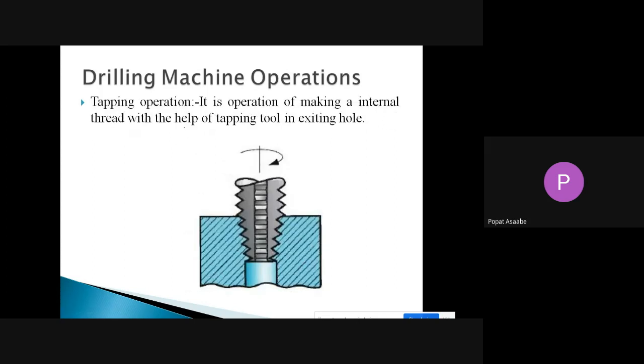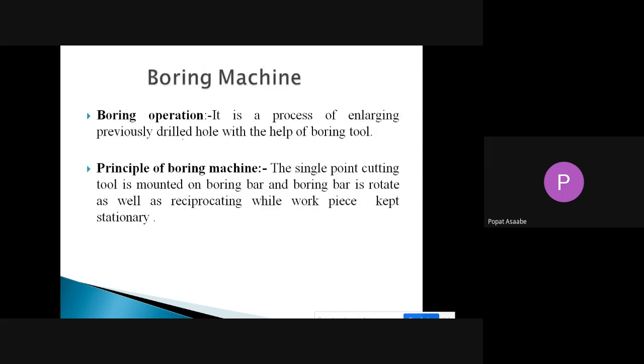Then tapping. What is meant by tapping? Tapping is the operation in which we produce an internal thread in an already existing hole with the help of the tapping tool. Now, the shear boring machine. Before that we should know what is meant by the boring operation. Boring operation is nothing but the process of enlarging an already existing hole.